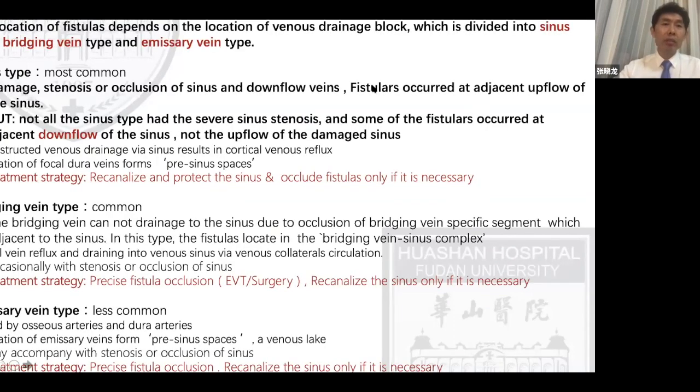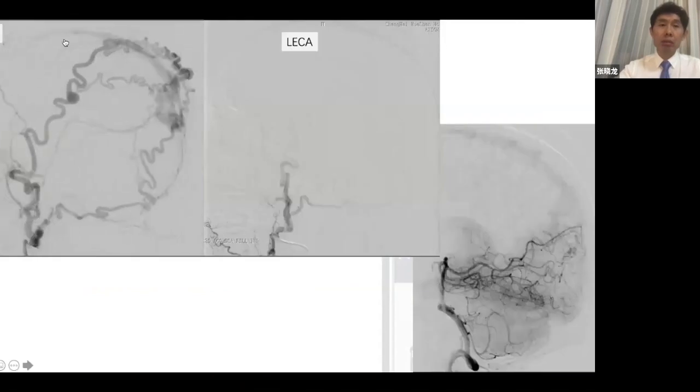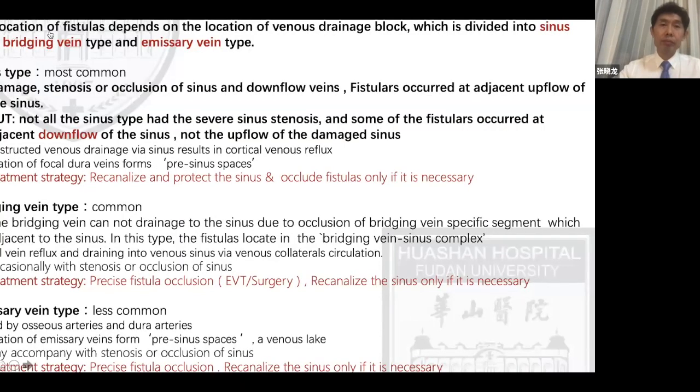So according to the location of the fistulas, depending on the location of the venous drainage block, we divided them into three classifications: the sinus type, the brain-driven type, and the emissary-driven type. First of all, I want to introduce the sinus type.